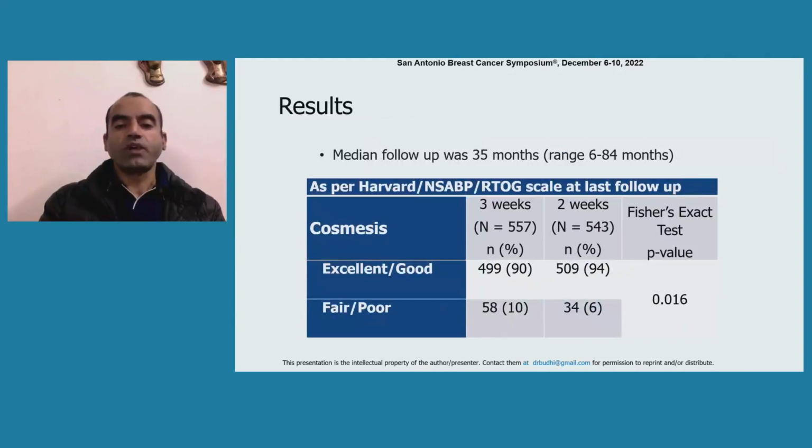Median follow-up was 35 months. We assessed the cosmesis at last follow-up in these patients, and excellent to good cosmesis was seen in 90% of the patients in the 3-week arm and 94% of the patients in the 2-week arm. So it was statistically significantly different between the two arms. It was better in the 2-week arm. Next slide.